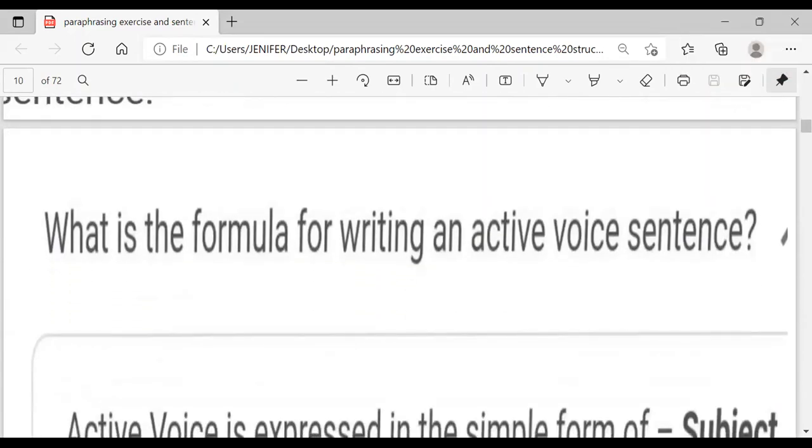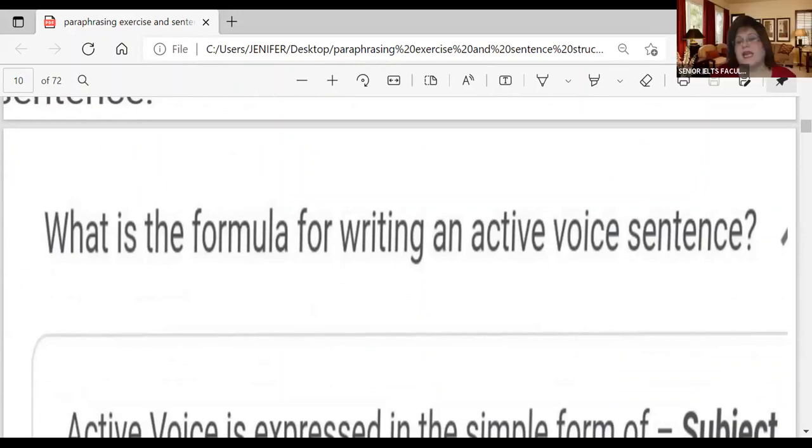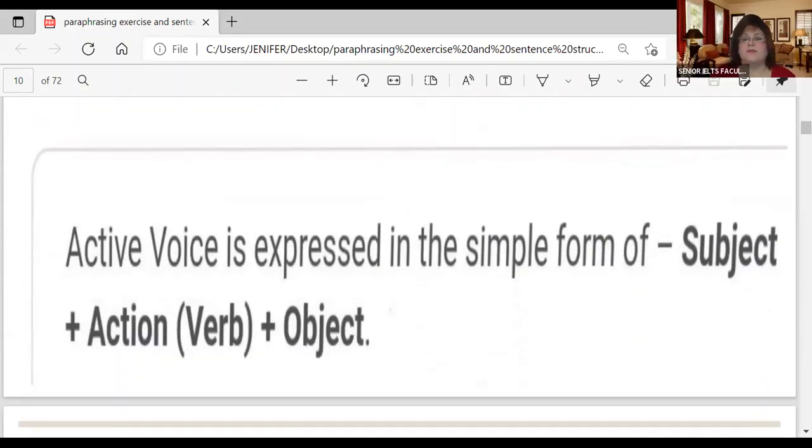Okay, ma'am. What is the formula for writing an active voice sentence? Now, the formula is: active voice is expressed in the simple form of subject plus action word, which we call a verb, plus object. This is the formula.